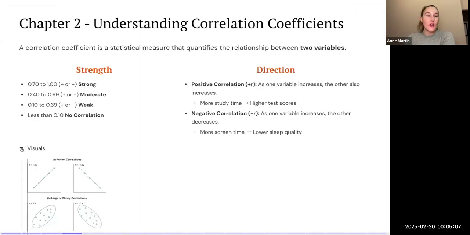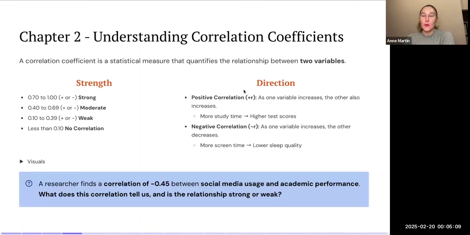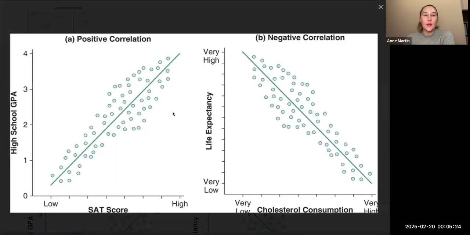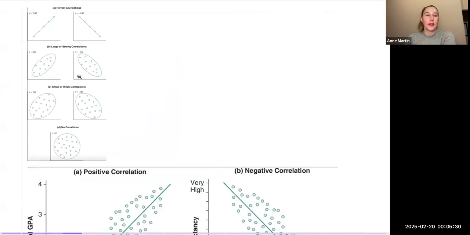Now, the direction, and you all came up with some great examples when we did this week. So for instance, more study time, oftentimes higher test scores, a positive correlation; more screen time, lower sleep quality, a negative correlation, but still strong correlations. And just to show you here, positive versus negative correlations. So even though this is negative, it's still a strong correlation.